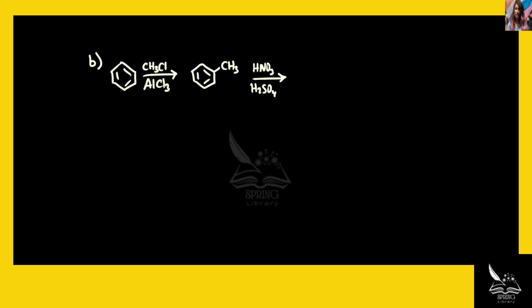Synthesize compound B, again starting from benzene. React this with CH3Cl in the presence of AlCl3. This would produce toluene. Then with nitric acid and H2SO4.